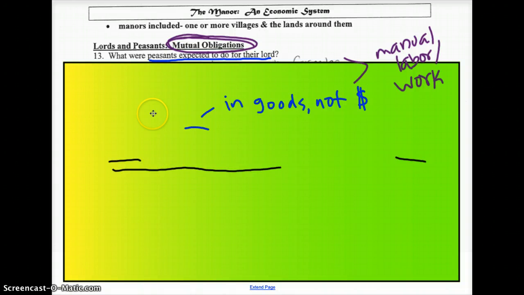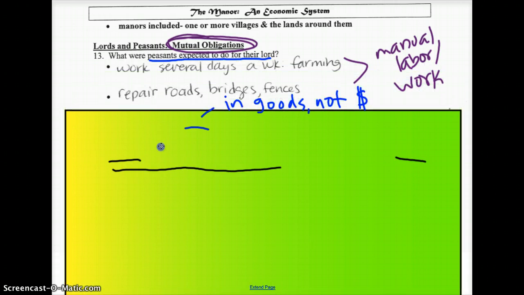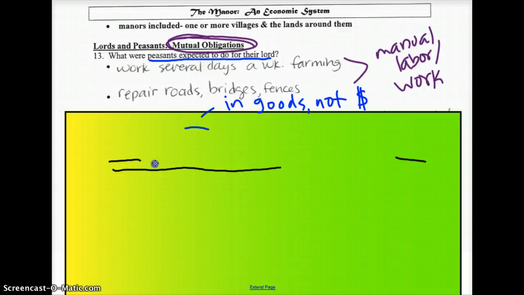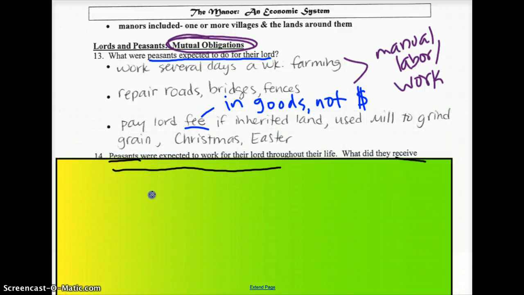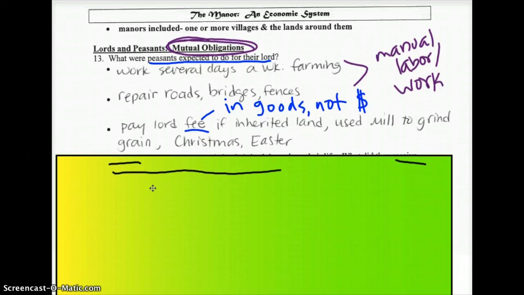So for the peasants, you should have something about the work that they did, and that would be farming and certain repairs. Also, they had to pay lords fees at certain times, and this would be in goods, not money. At this point in Europe, they're not using money. So you should have some examples of that.